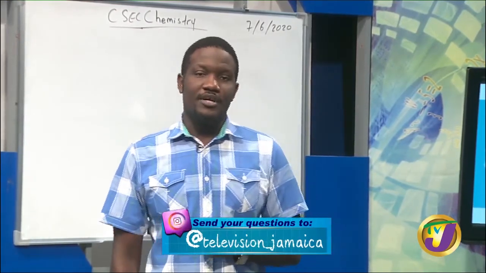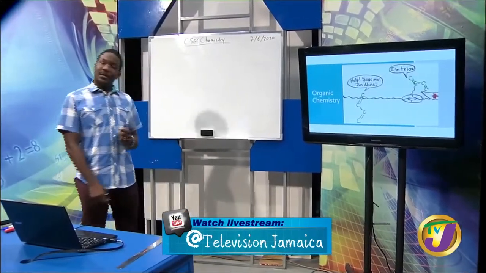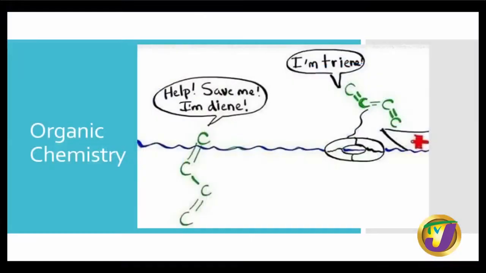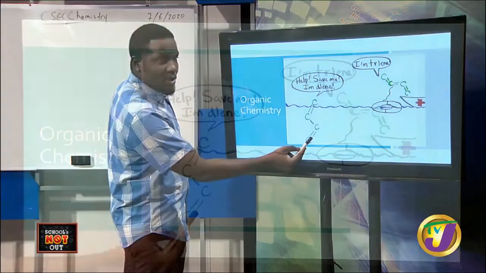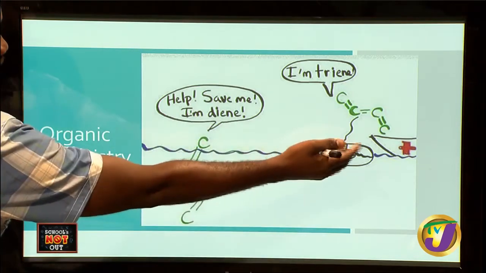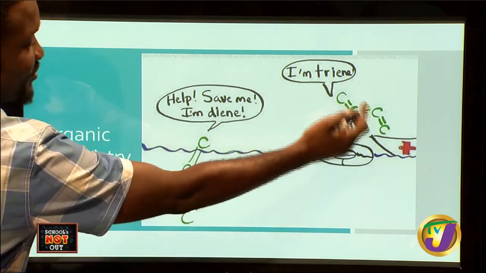I am Roger Dawkins. So yesterday we started on the topic of organic chemistry. Now we should already understand what this joke here is saying. Help save me, I'm dying, and this organic molecule is saying I'm trying to save you. If we remember that di means two and ene means that there is a double bond present, so one double bond, two double bonds, that's why it is saying I'm dying. And this one is saying I'm trying because there's three double bonds.